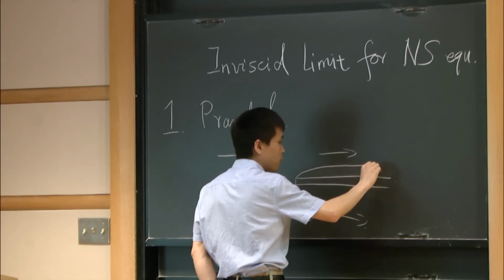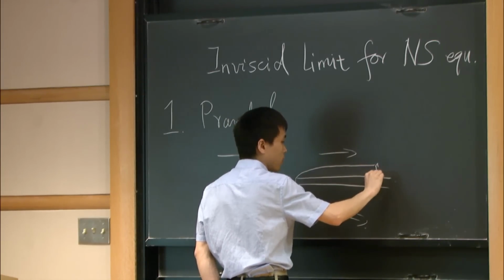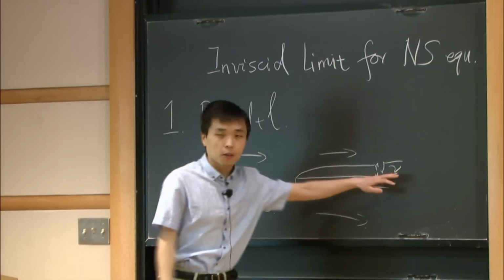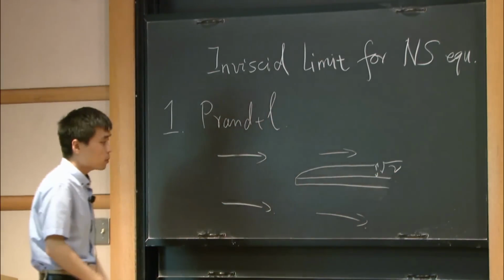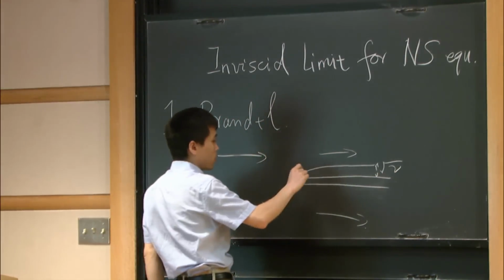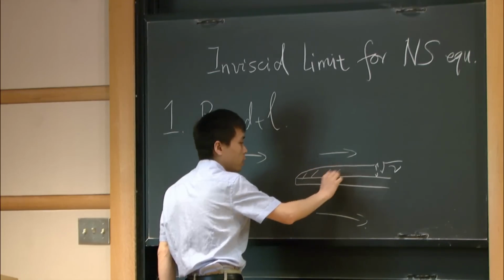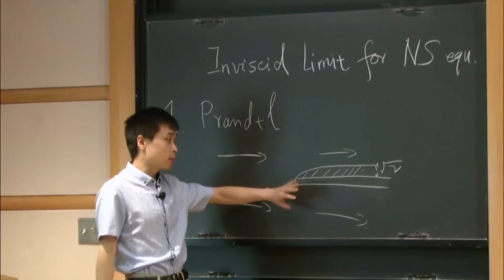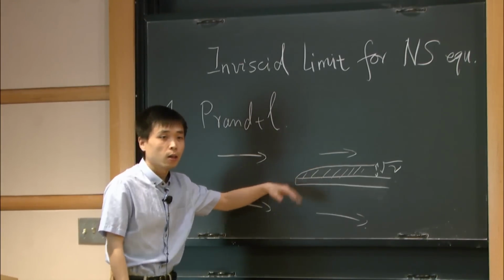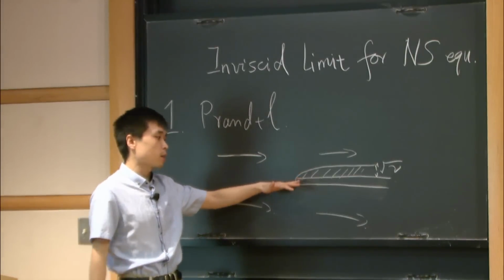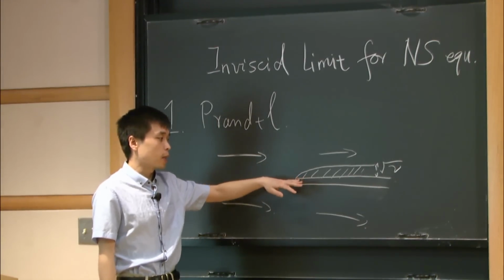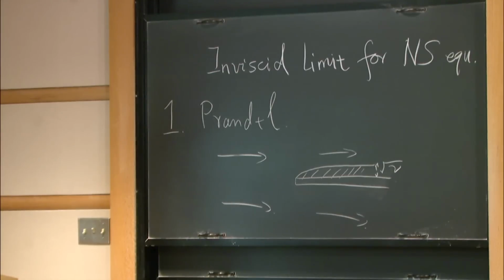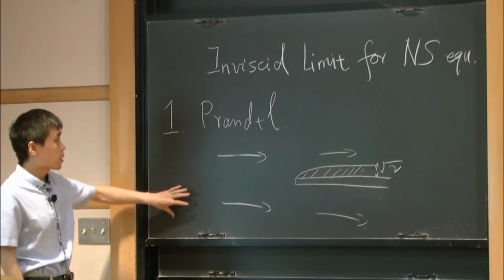and the thickness is like square root of nu, where nu is the viscosity of the fluid. Inside this boundary layer, the velocity of the fluid changes dramatically. Here also included is the vorticity. There's a large vorticity generated near the boundary of this plate. So that's kind of the starting point.